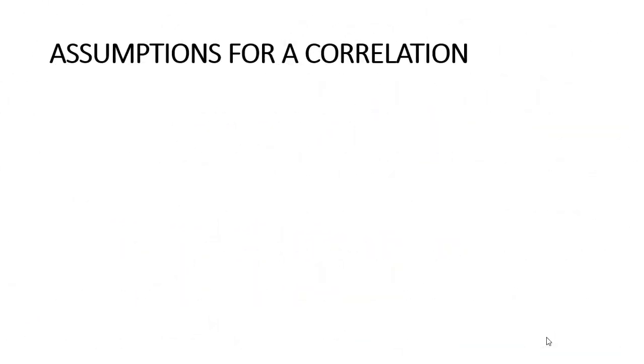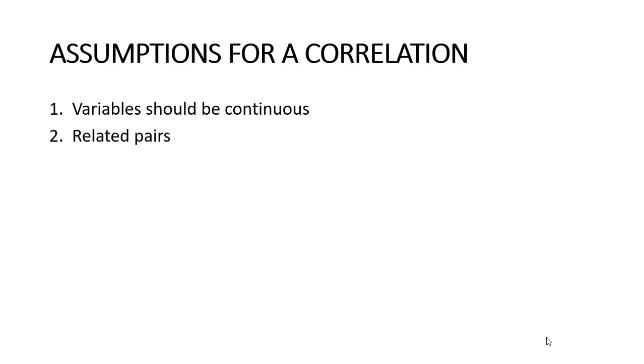Now, we already know how to run a correlation. However, last time we didn't talk about the assumptions that we need to check to see whether we have data that are able to be run with a correlation. These are the assumptions for a correlation. One, the variables should be continuous. In other words, we should have values that change as we measure. So we cannot have just two values, for example, or three values. We should have a range of values.